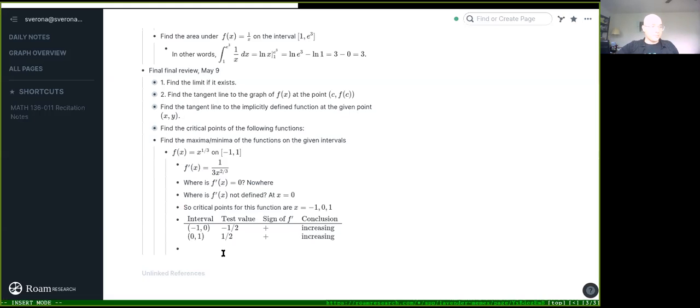So what that means about my max and min is that the min has to be the furthest left point, and the max has to be the furthest right point.